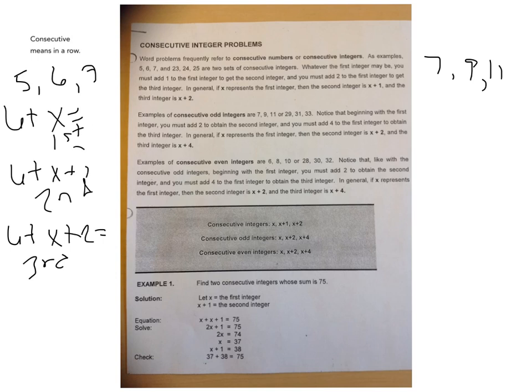The same thing would go for consecutive evens. 6, 8, and 10, you're going to be adding 2 to the 6 to get 8, and 4 to the 6 to get 10. Jumping down to the example here.